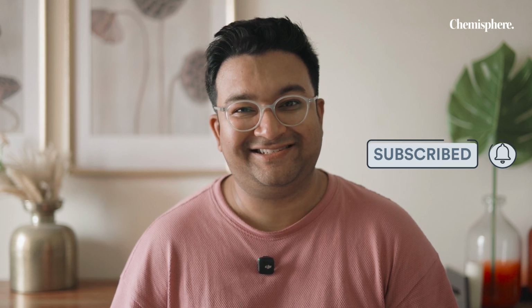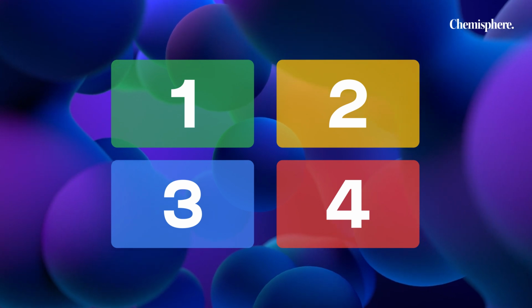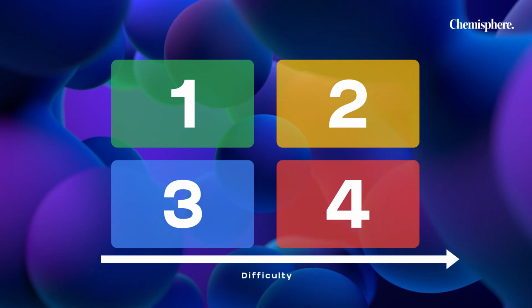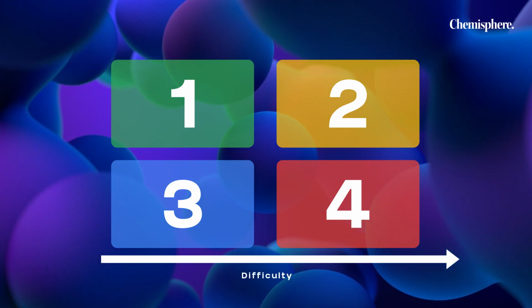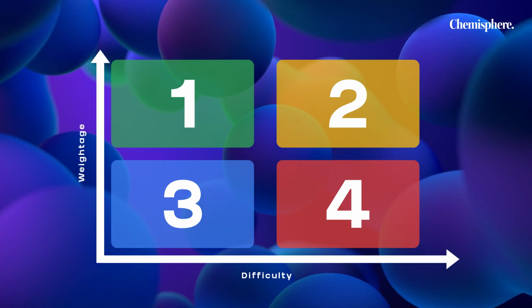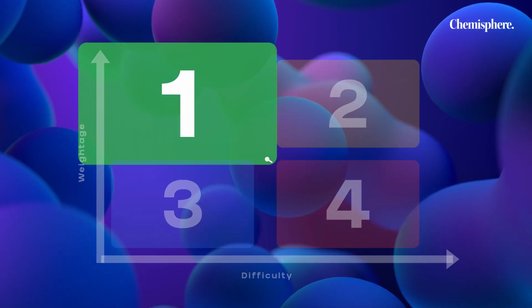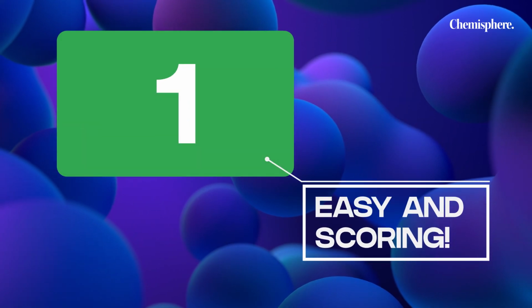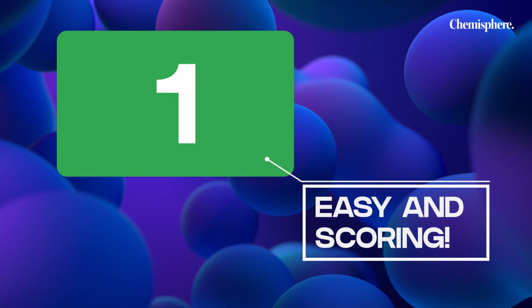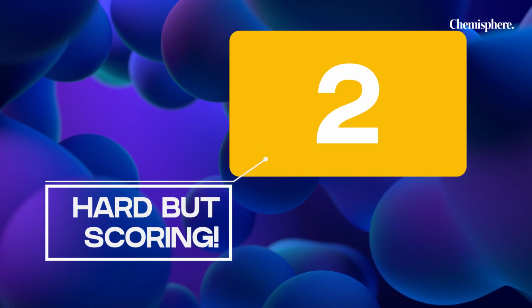So as I mentioned, we can divide the chapters into 4 quadrants. The x-axis corresponds to the difficulty, which means from less to more difficult. On the y-axis, we have the weightage, which means low weightage to high weightage. Therefore, all the chapters in quadrant 1 will be of high weightage and less difficulty. In quadrant 2, we'll be having high weightage but more difficulty.